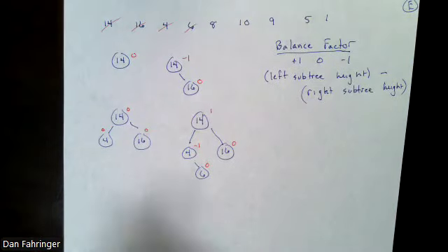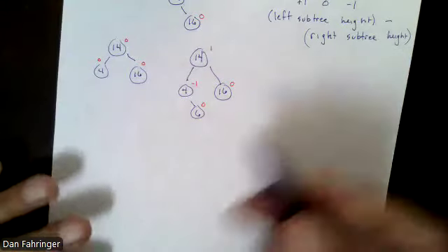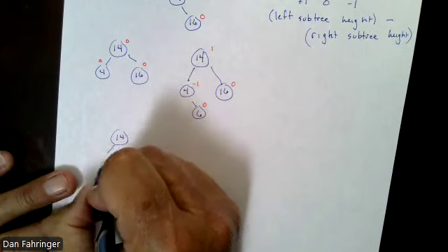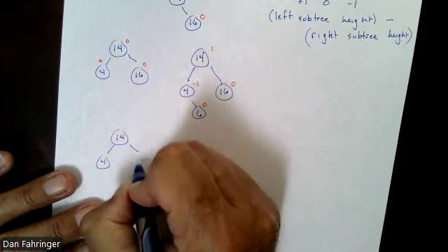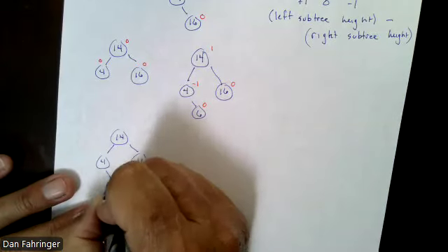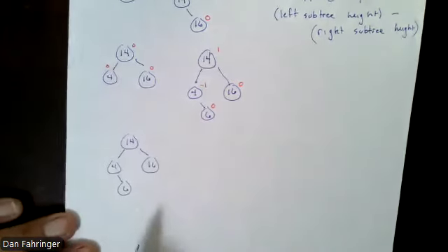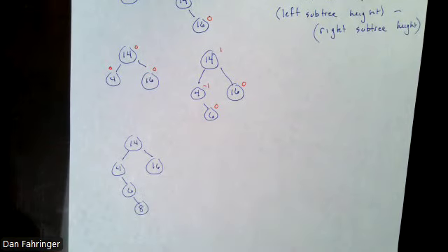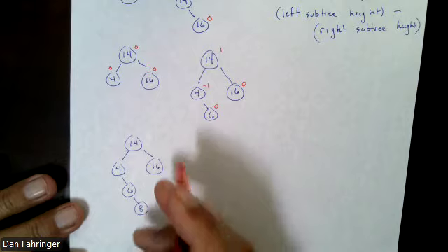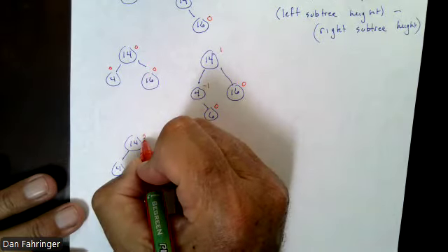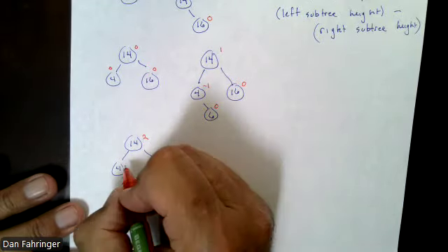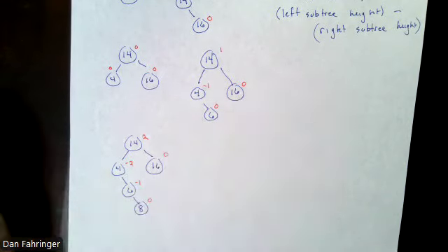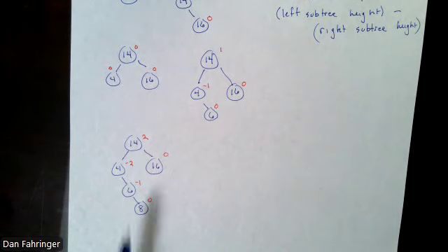Next thing on the list is an 8. All right, so now I have 14. I have 4 to the left, 16 to the right, 6 to the right, and now 8 is going to the right. I look at balance factors right now, I have a 2. Ooh, I have a -2, -1, 0, and 0. Is everybody okay with what I just did?